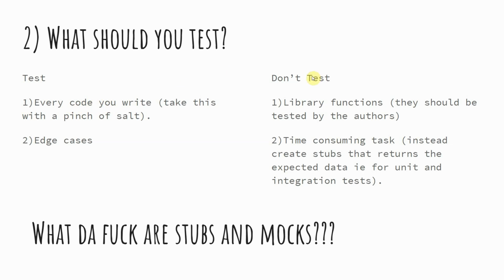Then what shouldn't you test? You shouldn't test library functions. They should be tested by the authors. So for instance, if you are using a library like Axios, if you're from a JavaScript environment, or if you're using a library like the HTTP library in Flutter, you should not test if the get function is going to be doing what it's supposed to do. Instead, you leave that to the authors, because if you check GitHub, you should see the libraries.